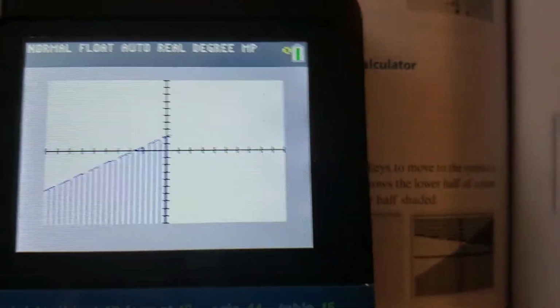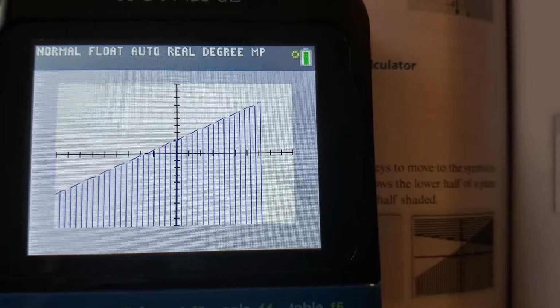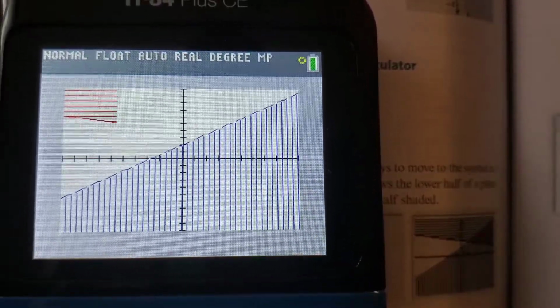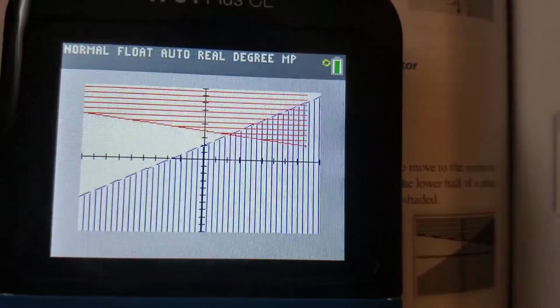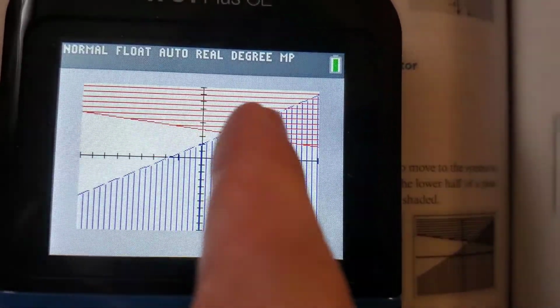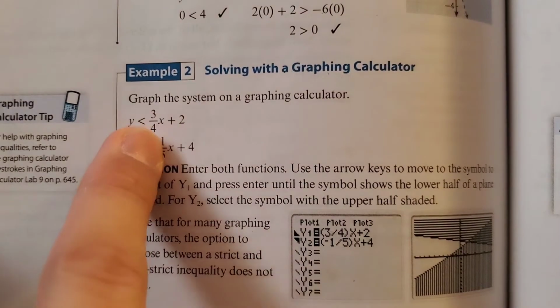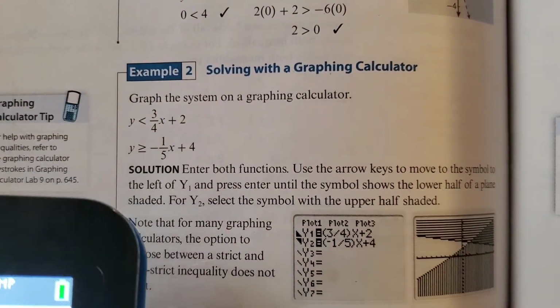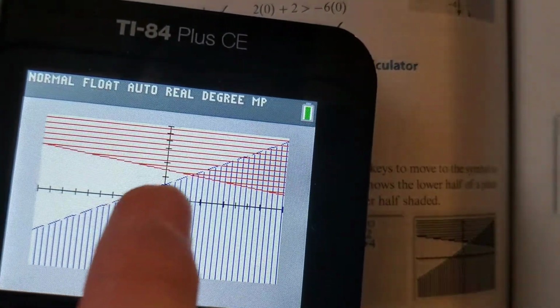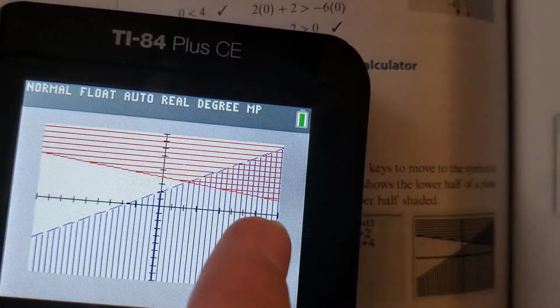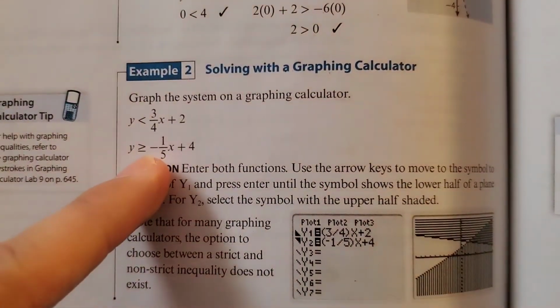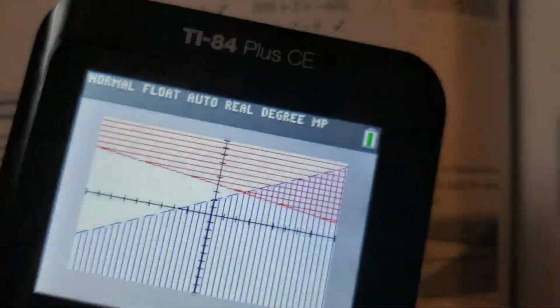So that's my first line. Boom, my first line. And then this is my second line. Note that the first line is dashed. You can see here that it's dashed because it's less than, okay? So in here, it is dashed. And then the second one is solid. Why? Because it has an equal to. And so don't forget that part.